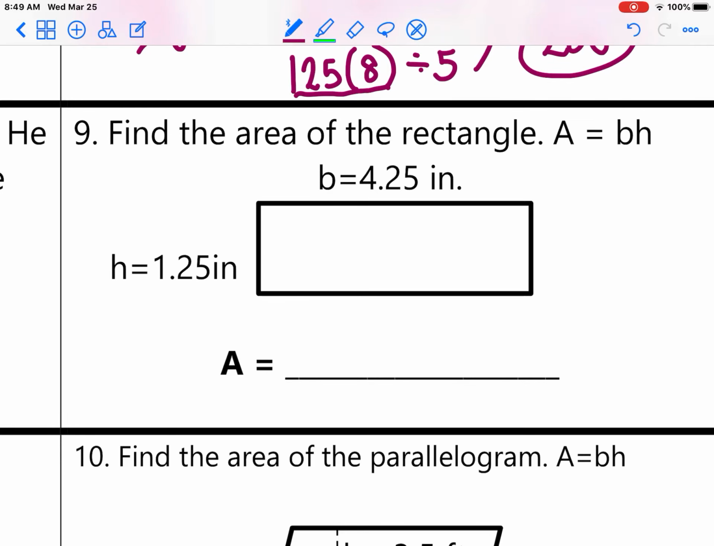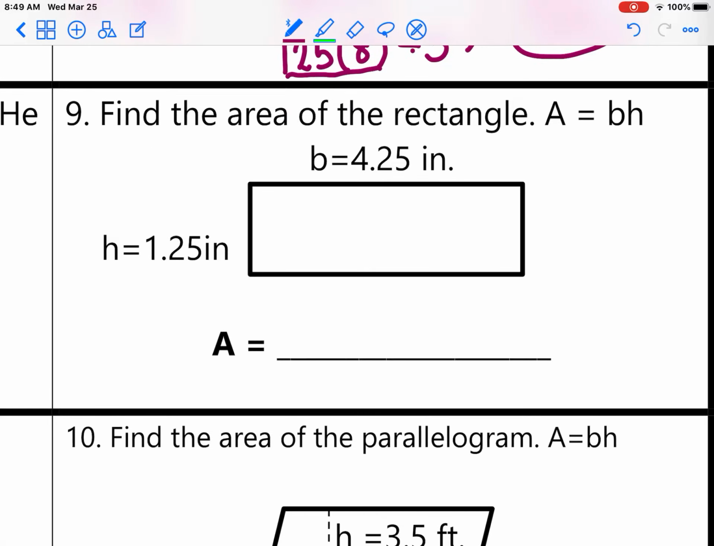All right, number 9. Find the area of the rectangle. And I gave you the formula right here. And I'm also going to be sending you some videos on area from the Mathletics people, so you can watch those if you need more help.